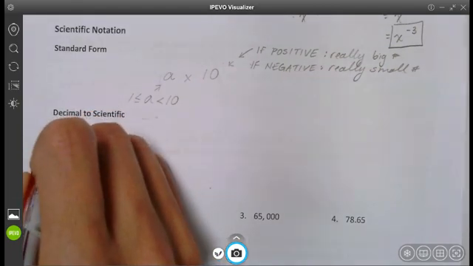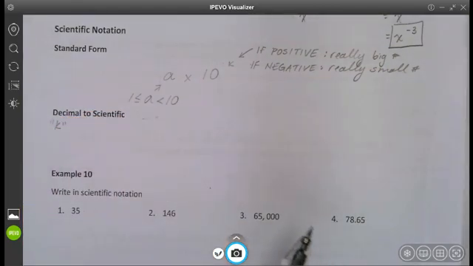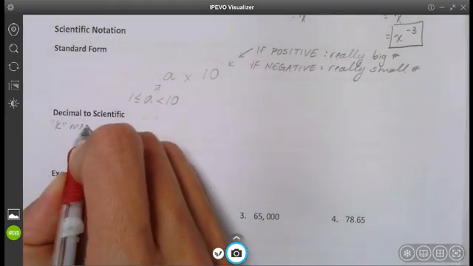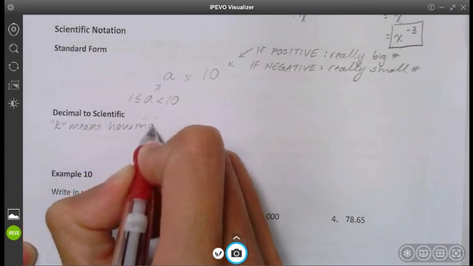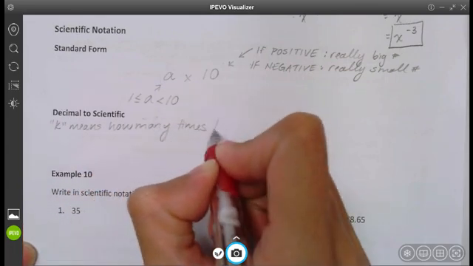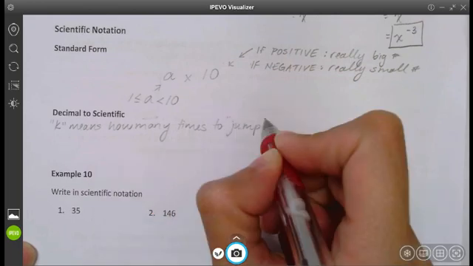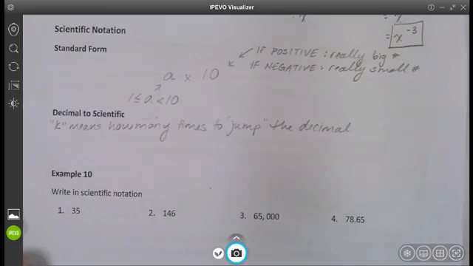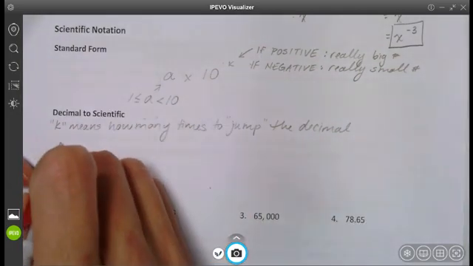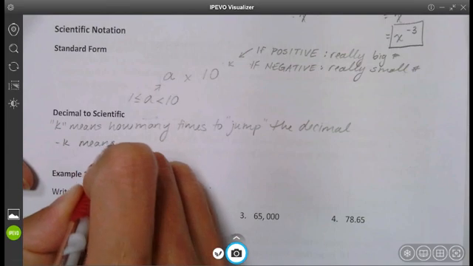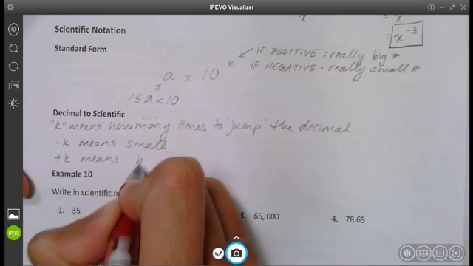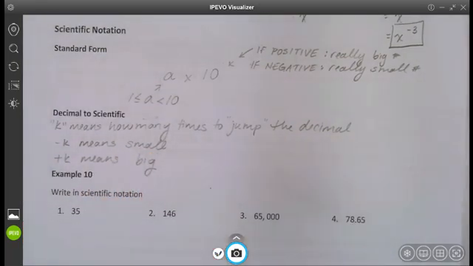Decimal to scientific: K means whatever K is, whether it's -3 or +3, it means that you jump 3 times. So K tells you how many times to jump the decimal. By jump, I mean moving that decimal over and then filling in the blanks with zeros if you need to. Again, -K means small. +K means big. All right, so let's practice that for a second.